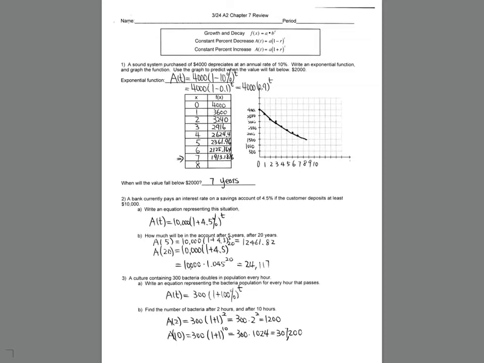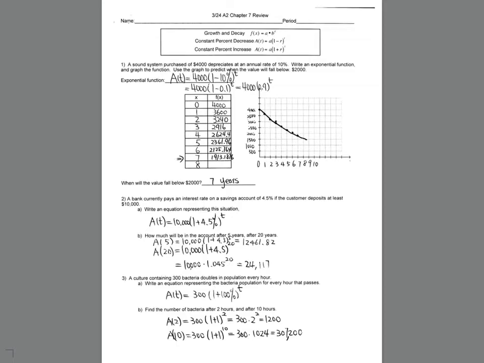The next process requires you to plug in numbers: t equals 1, t equals 2, t equals 3, t equals 4, and so on. You will notice that when t equals 7, the value will be 1,913, which is less than 2,000. That is the year when the value depreciates below $2,000. Then you can plot these points on the graph to your right. So our answer for number 1 is 7 years.